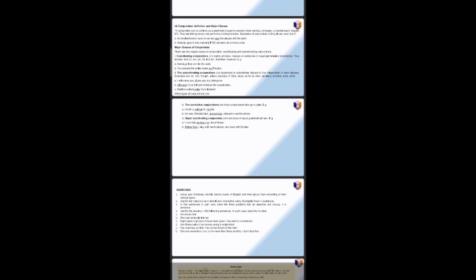Next, conjunction: definition and classes. A conjunction can be defined as a word that is used to connect other words, phrases, or sentences (Ogene, 87). They are linking words and perform a linking function. Examples of conjunctions in English are and, but, if. Example one: The football match came to an end and the players left the pitch. Next, nobody goes to the market if IPOB declares sit-at-home order.